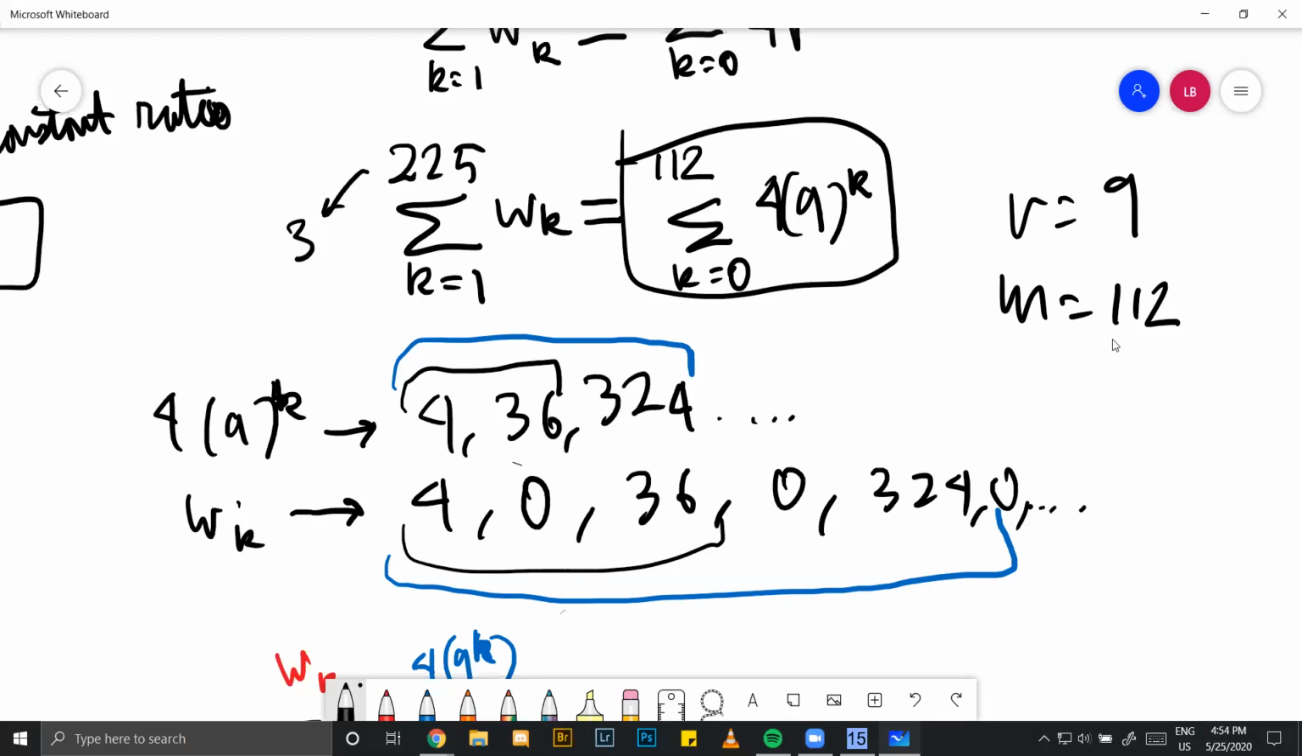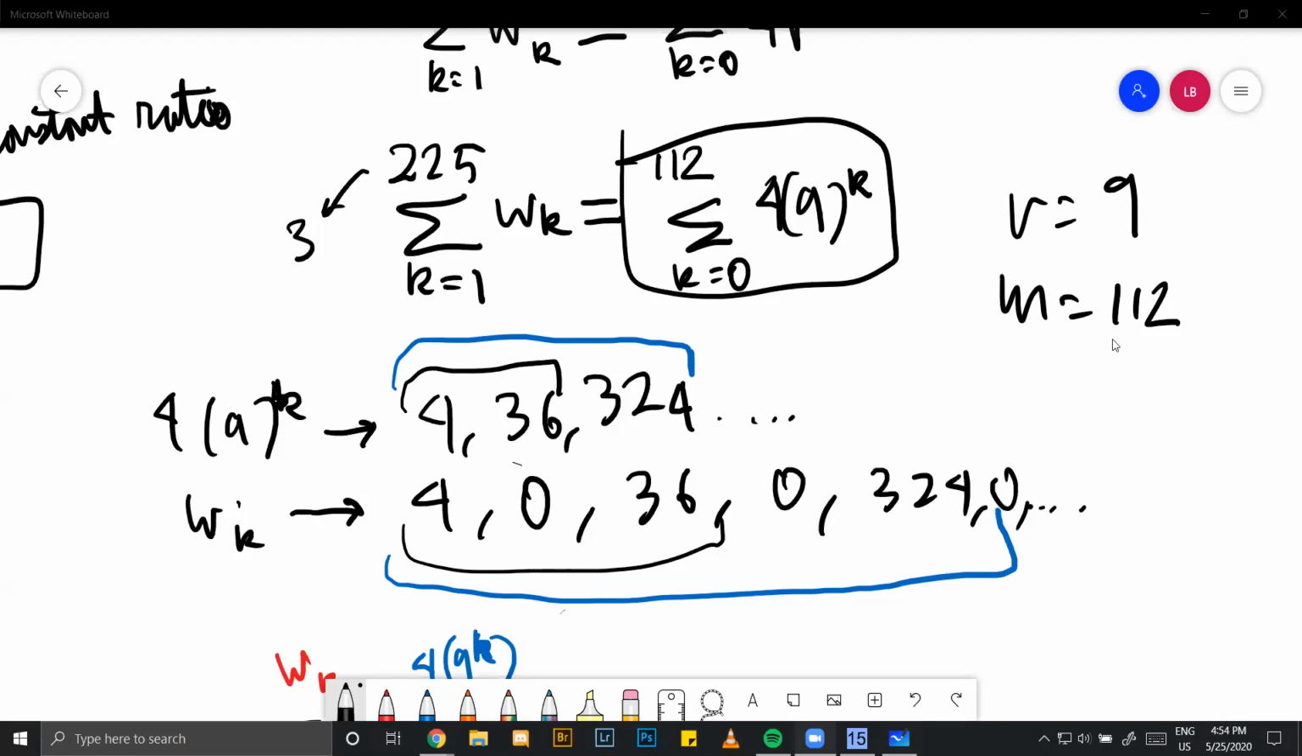I think that's a chat message. See? Wait, I don't get why it's 112. Do you understand why it's 113?